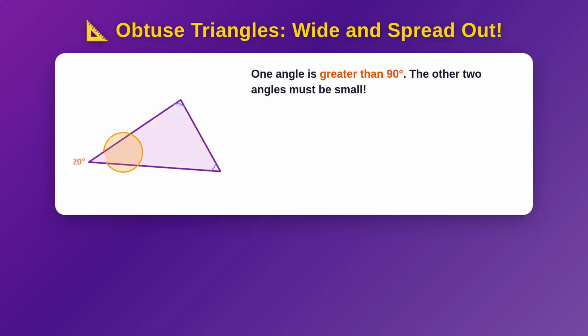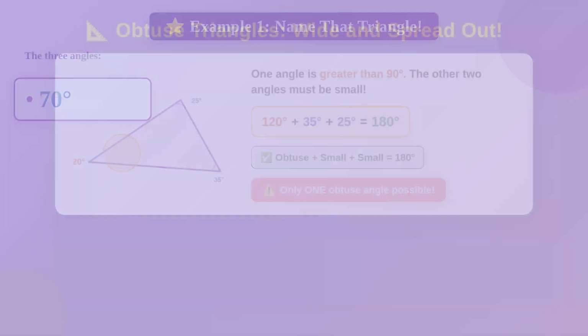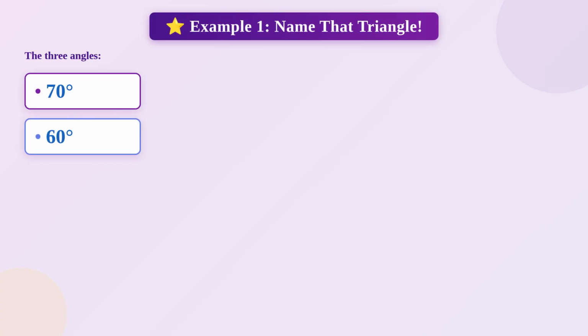Last but not least, the obtuse triangle. Obtuse means dull or wide. One angle is bigger than 90 degrees, which means it's more open than a right angle. Because all angles must add up to 180, if one angle takes up more than 90 degrees, the other 2 have to be pretty small. Check this example. 120 degrees is the big obtuse angle. Then 35 plus 25 equals 60, and 120 plus 60 equals 180. Perfect. A triangle can never have 2 obtuse angles. There just isn't enough room.